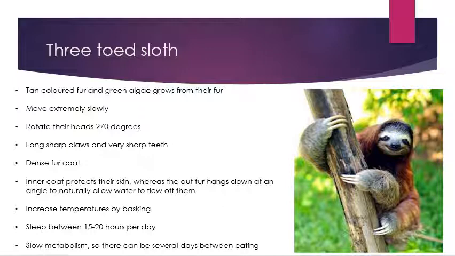Three-toed sloths have a tan-coloured fur and green algae grows from their fur, both allowing camouflage within the tropical rainforest. They also move very slowly, so they are not detected by the predators. They are able to rotate their heads 270 degrees to scan for any threats.